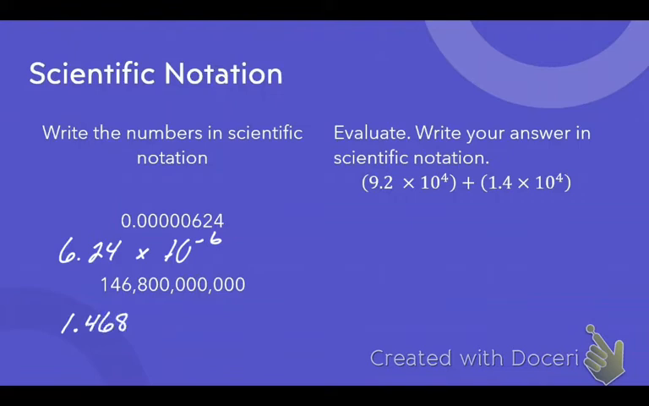1.468 times 10 to what power? You're close, but you don't just count the zeros. You have to go all the way after your leading digit. So it'd be 10 to the 11th power. Now, I would give you the option of 10 to the 8th power on your multiple choice, but you know that you're not just counting your zeros, you're counting all the place values.